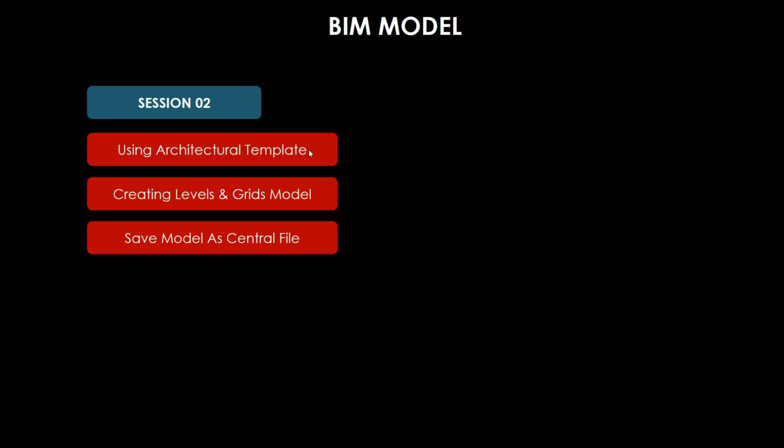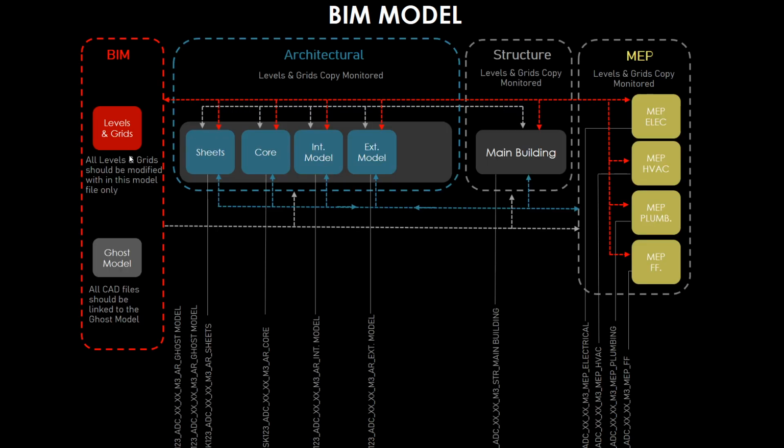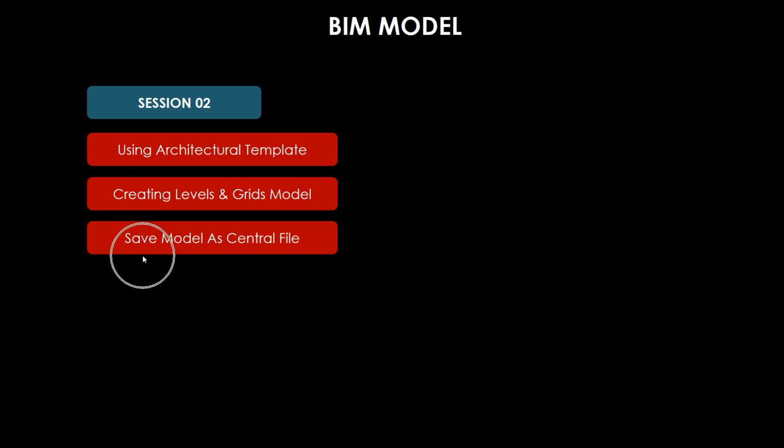In this session, we will start talking about using the architectural BIM template, the company standard BIM template, creating the levels and grids model, which we already talked about in the previous presentation, and saving this levels and grid as a central model. And now we will see why we have to save it as a central model, to start linking into our multiple projects at the same time without losing any information.